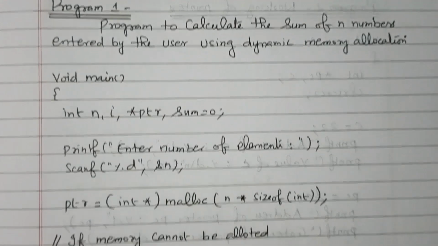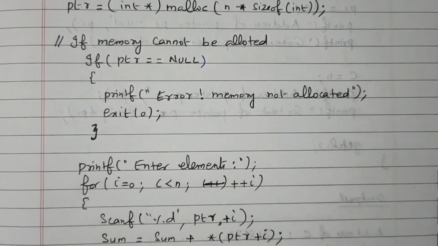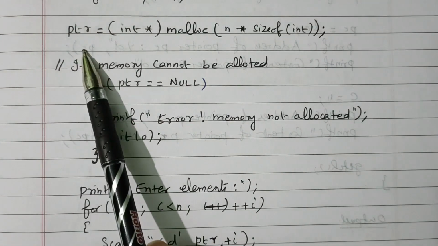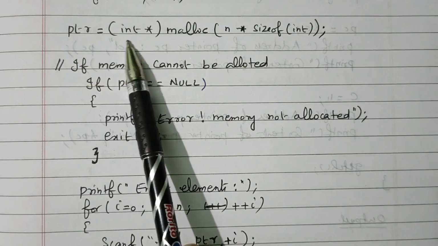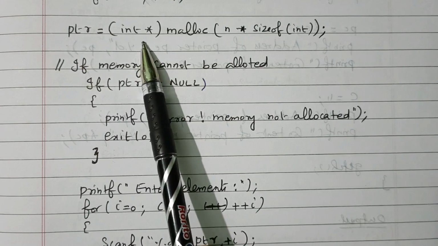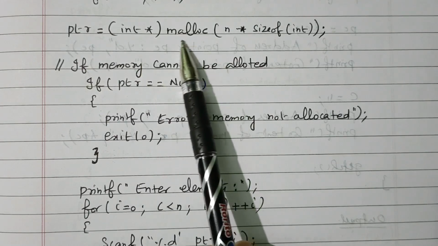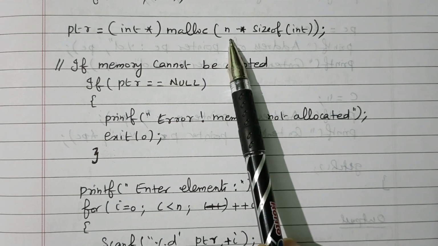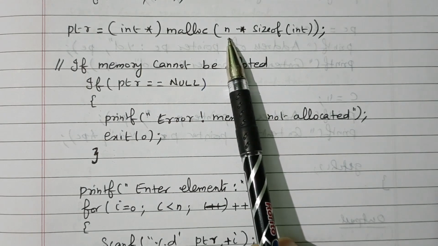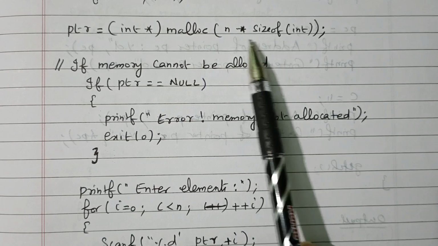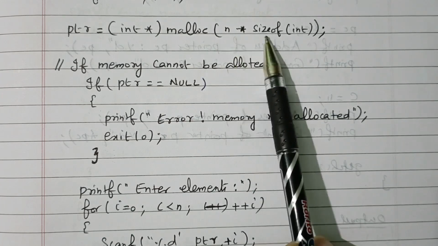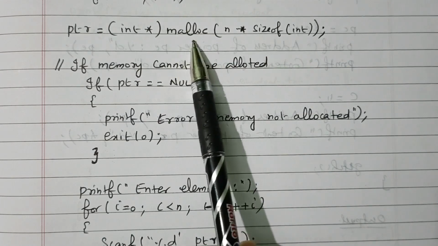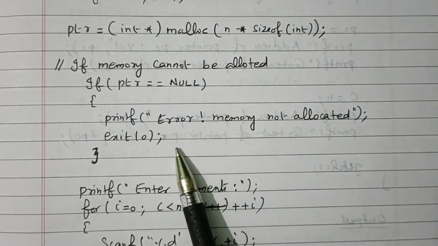Now we'll go for the memory allocation. How to allocate the memory? Pointer, we already declared pointer. We know that it is an integer star, malloc, size of integer. How many integers are needed? That is given by n. If n equal to 5 means 5 into, 10 means 10 into. So that number of size of integer is allocated. This malloc is used for allocating the memory, right?